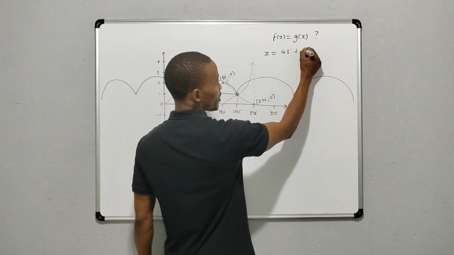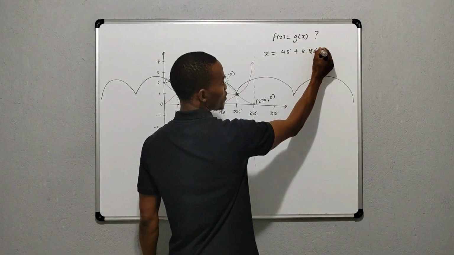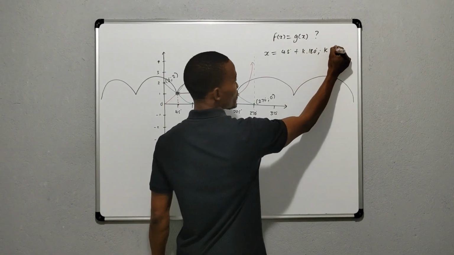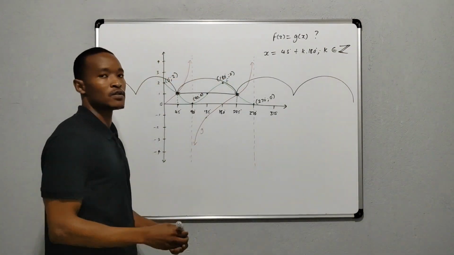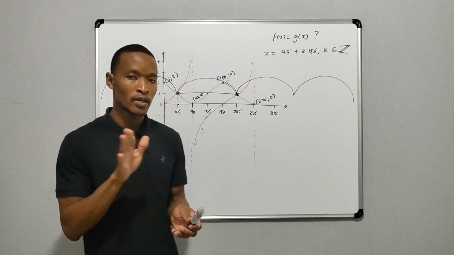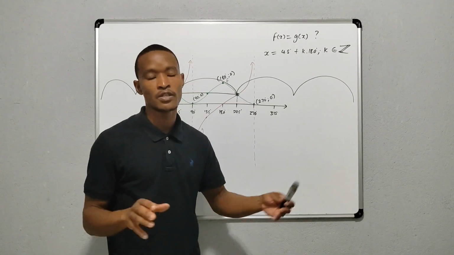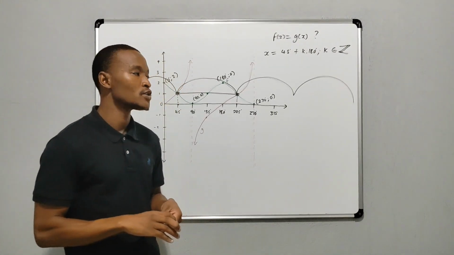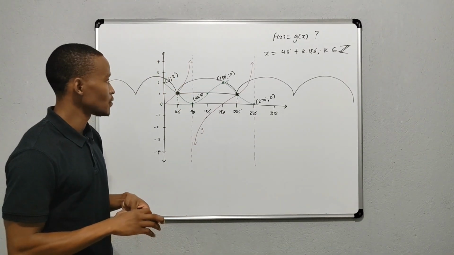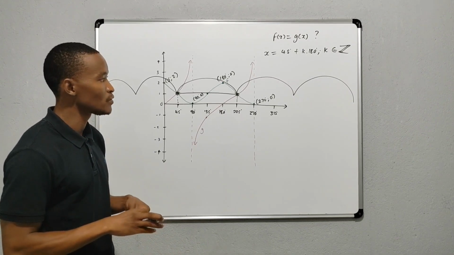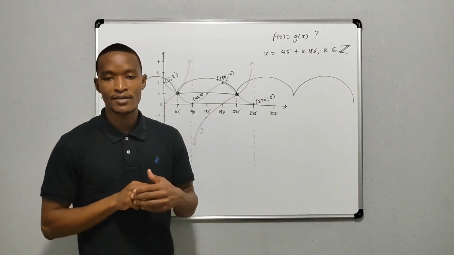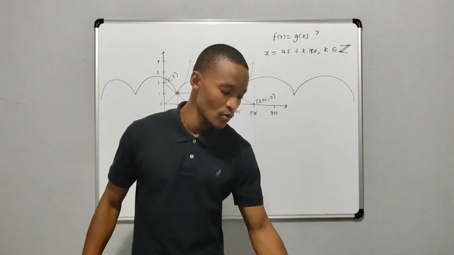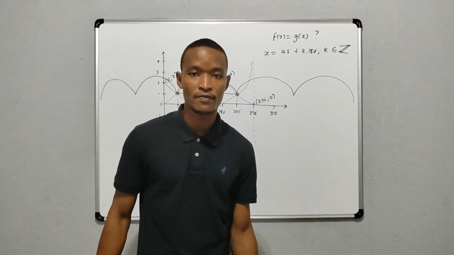That is why we have k times 180 degrees, and we also describe what is happening with this k. It is an element of the integers, covering all the negative solutions as well as positive solutions. So I believe that was straightforward, and I hope it makes sense to you. That will bring us to the end of this question involving trig functions.